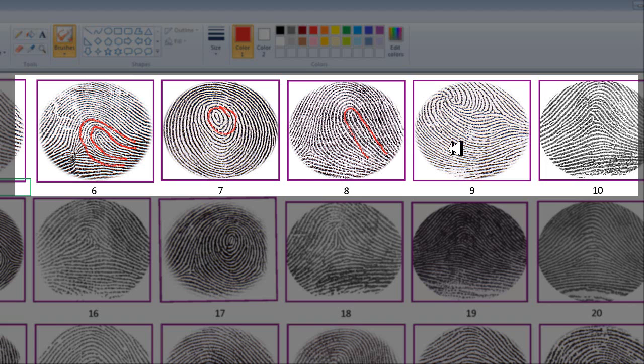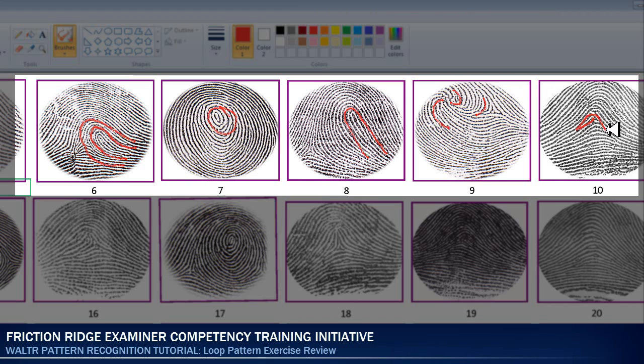This one here is not a loop pattern. That's got a number of things going on with it that are different than what we know happens with a loop. And maybe you'll remember number 10, that was a tinted arch because of this pointed ridge that points straight up. So that would be a tinted arch.